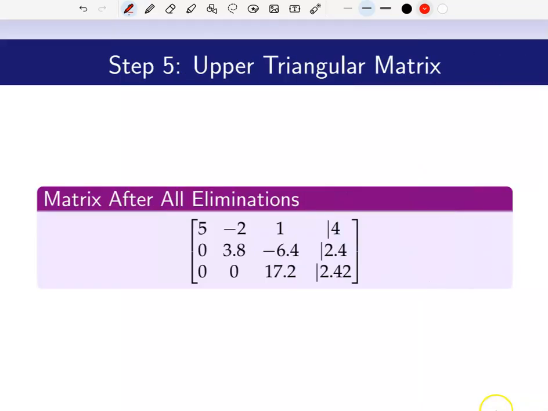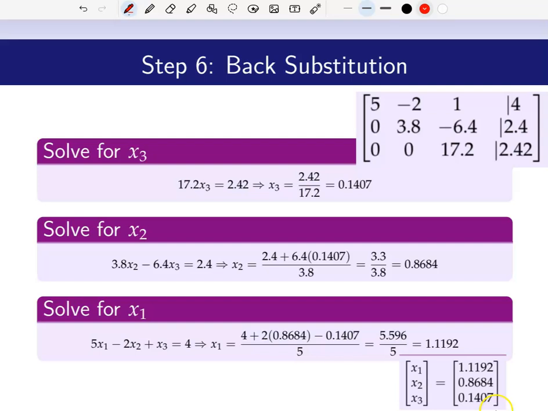So now, after all elimination, we will get that upper triangular matrix. Now we will do the back substitution. This is the upper triangular matrix, and now we are going to do the back substitution. So first solve this one, that means x3. x3 is nothing but z.